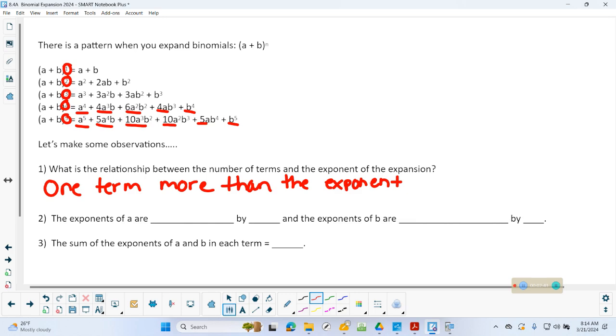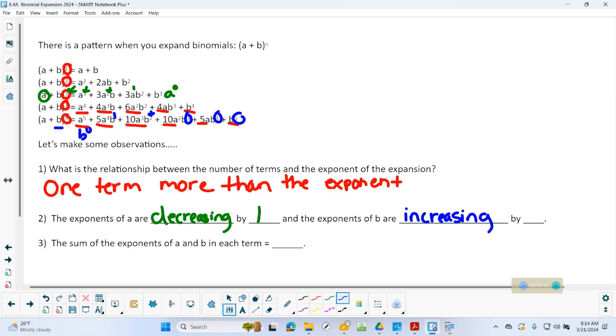Okay, some other observations. Let's look at our terms here. A, for instance, starts at the exponent, 3, and it's going down 2, 1, 0 a's here. No need to write that. So the exponents of a are, of course, decreasing by 1. Let's look at b. We have 0 b's, 1 b, 2 b's, 3 b's, 4, 5. So the exponents of b, they increase by 1. And that pattern holds true every time.